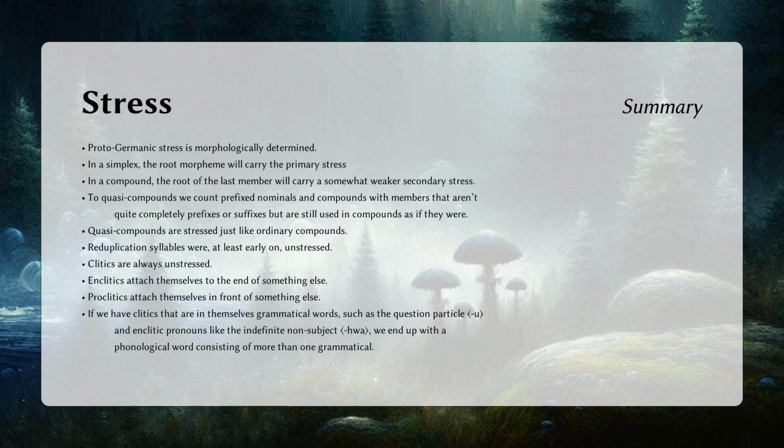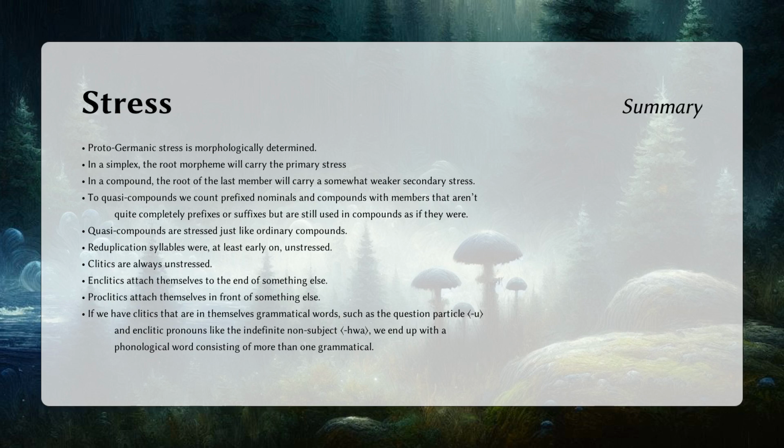Let's sum up what we've looked at today as we continue to ramble through the Proto-Germanic garden of prosody. Proto-Germanic stress is morphologically determined. In a simplex, the root morpheme will carry the primary stress. In a compound, the root of the last member will carry a somewhat weaker secondary stress. To quasi-compounds we count prefix nominals and compounds with members that aren't quite completely prefixes or suffixes, but are still used in compounds as if they were. Quasi-compounds are stressed just like ordinary compounds. Reduplication syllables were, at least early on, unstressed.